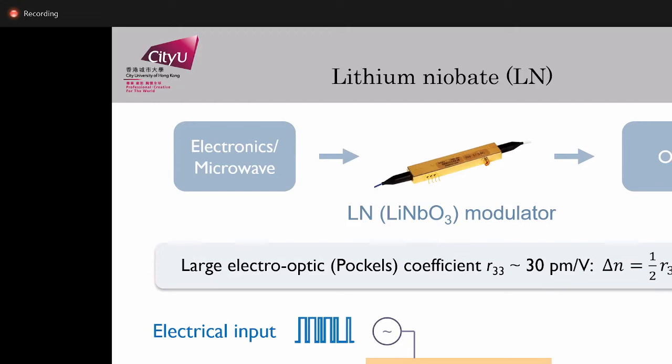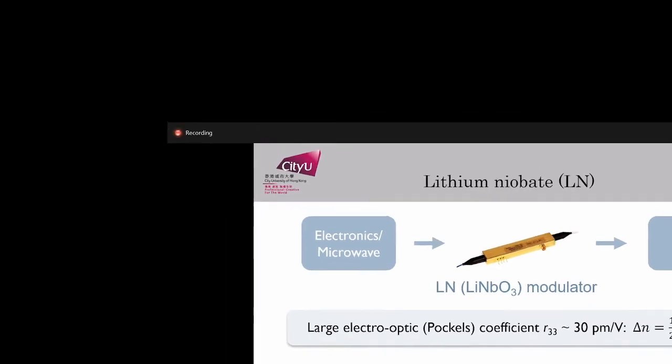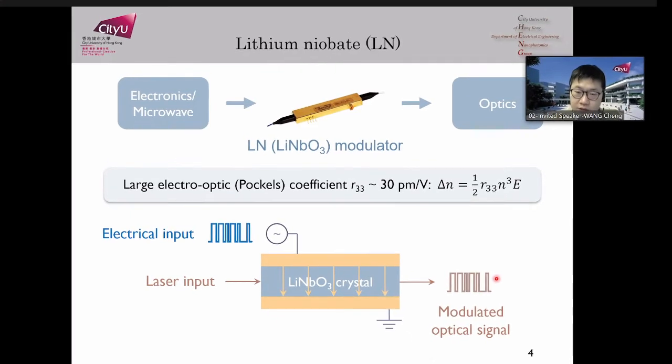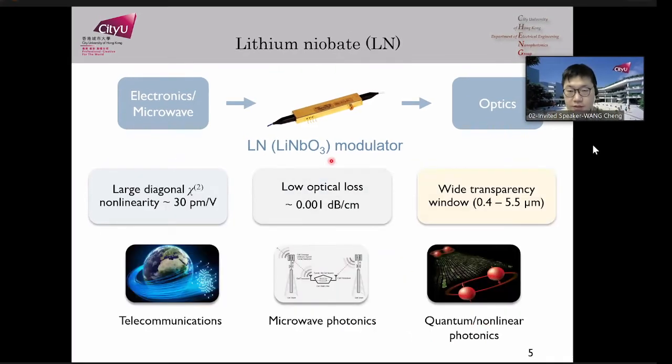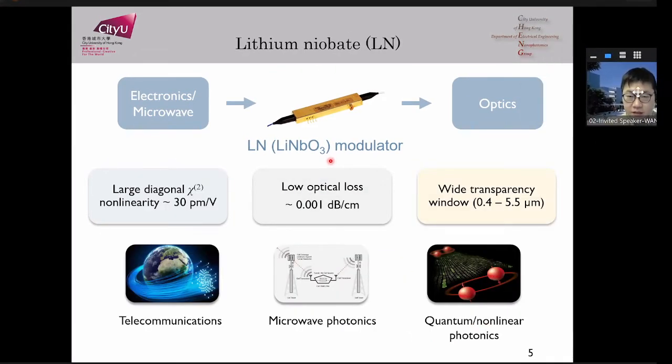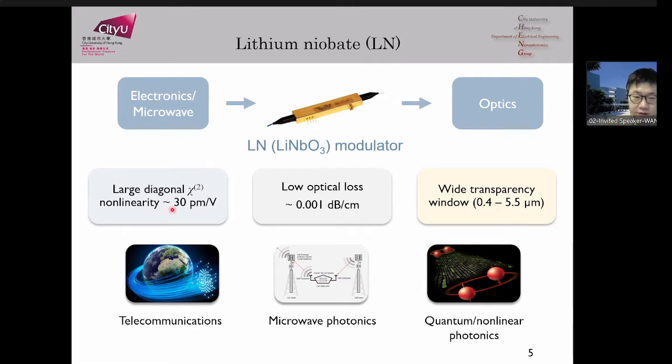Amplitude modulation, converting the electrical signal into optical signal. All right. Now, historically, this material has been used for many decades, not only because of the Chi2 or electro-optic coefficient, but also because it's a very nice linear optical material, has very low optical loss, and is widely transparent from visible all the way to mid-infrared frequencies. So it has been used not only for long-distance telecommunications, but also for microwave photonics and also for quantum and nonlinear photonics.